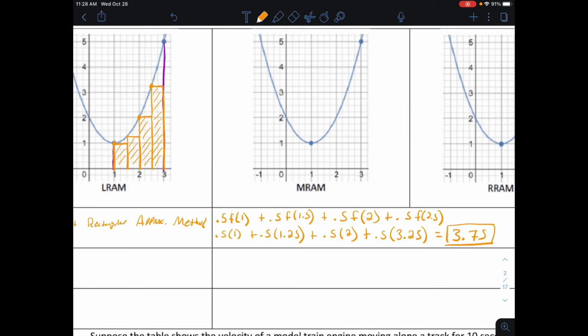Now you can try to estimate them off the graph and use those values if we're actually on one of our grid marks. But the most accurate way to get these values is to actually put these numbers into the equation of the function that we were given to work with. And we do that and we get a sum of 3.75 for this left approximation method.